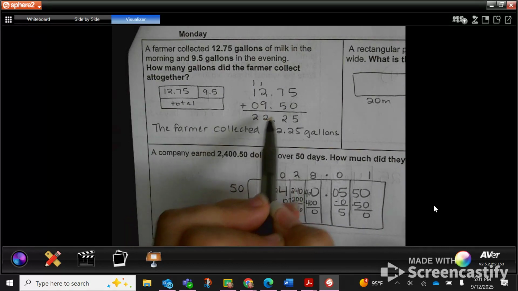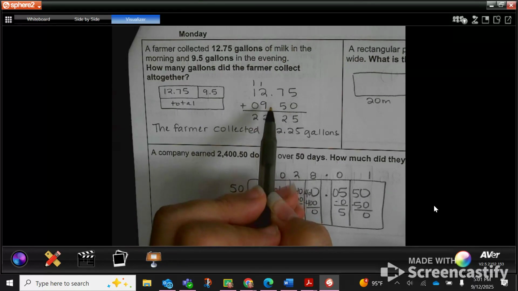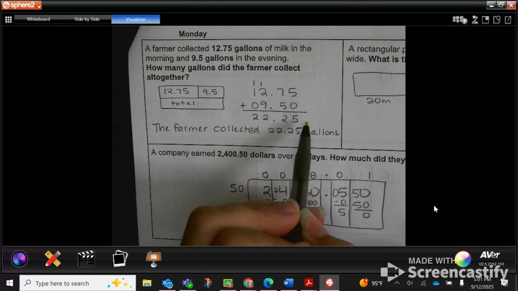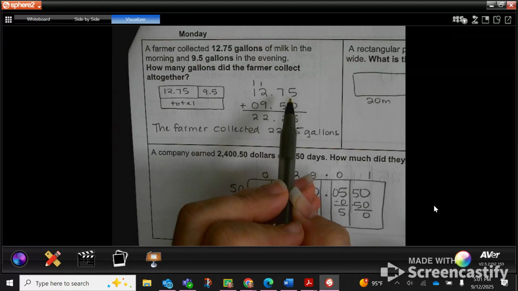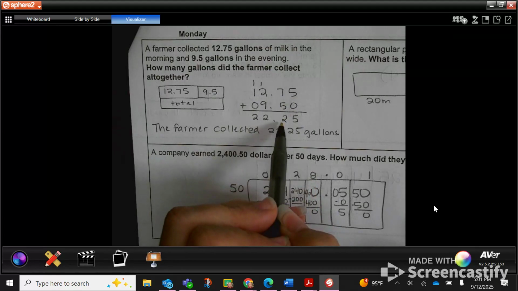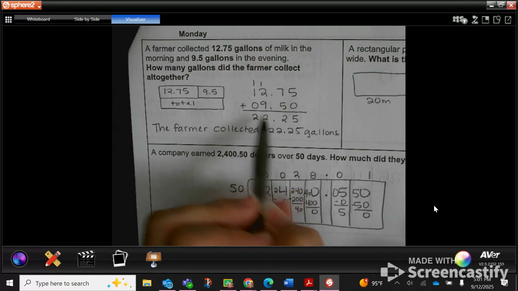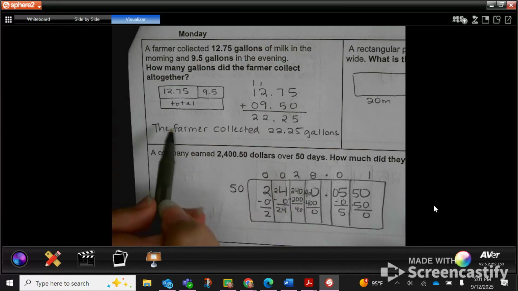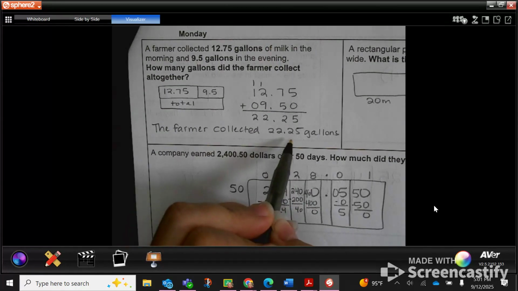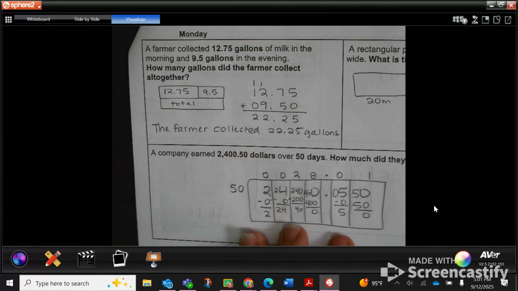With decimals, we have to make sure when we're adding and subtracting that they get all lined up. So I've got my hundredths place right here, all in the same column, my tenths place in the same column, my decimals all lined up, my ones, my tens. Then I added those, and I got that the farmer collected 22.25 gallons.